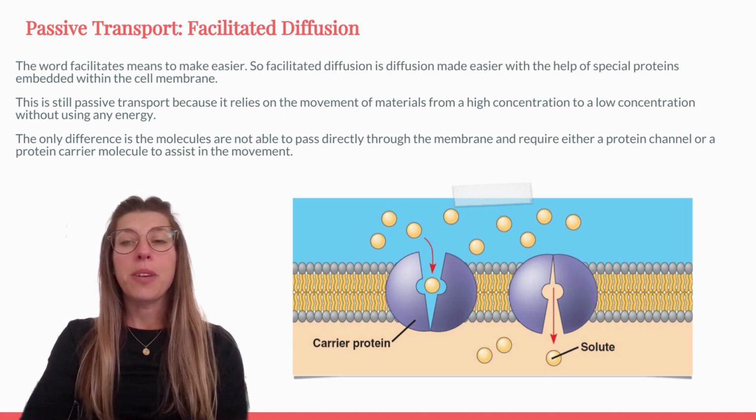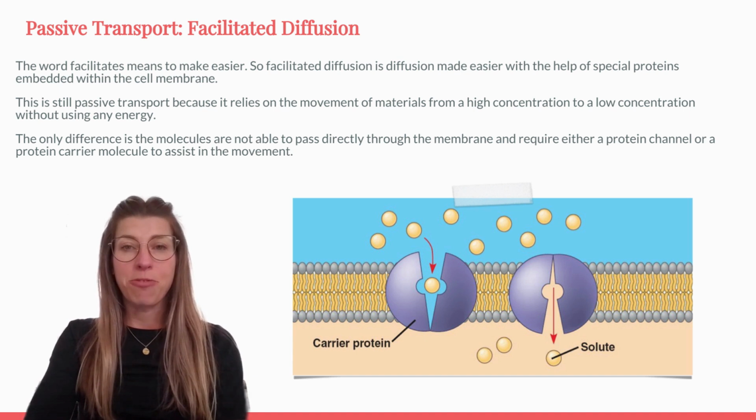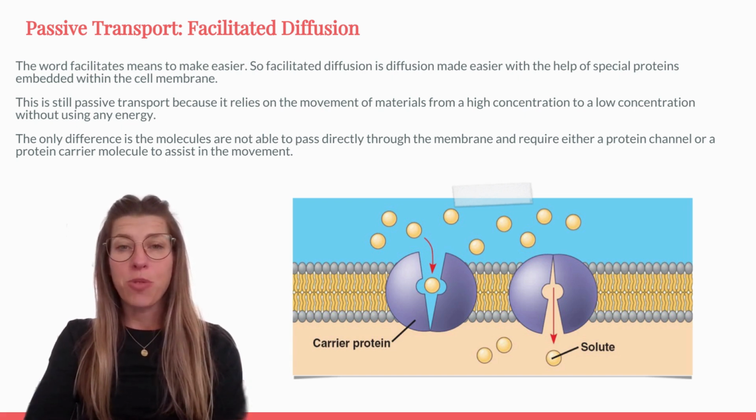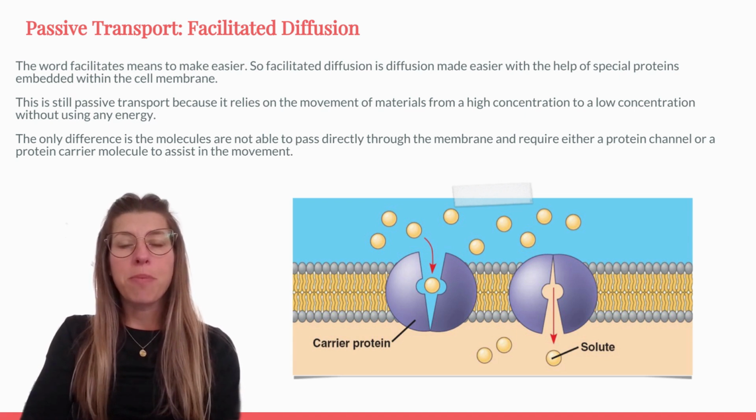So we've spoken about diffusion, we've spoken about osmosis. Let's talk about facilitated diffusion. So this is not just transport from an area of high to low concentration of these molecules, but we're actually going to be seeing these special proteins that are embedded within the cell membrane, helping the movement of these molecules. It's still passive transport because it relies on the movement of materials from high concentration to low concentration. Okay, so that's the natural movement that particles want to move in.